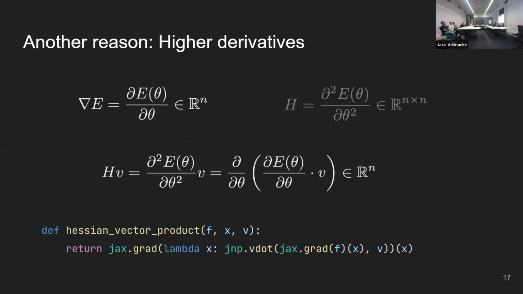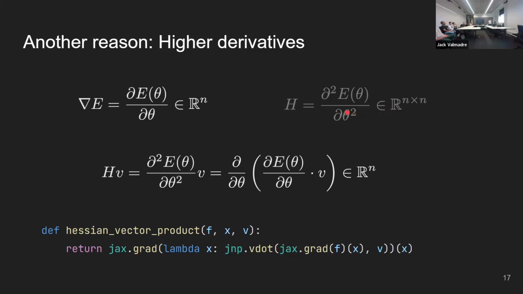Another reason is that you can do higher derivatives. We looked before at grad E, which is the derivative of E with respect to theta, and that's a vector. We can also consider the second derivative, which is the derivative of the derivative, and that's going to be a matrix, which is n by n. The problem is that n was like 10 million. So if you do 10 million by 10 million, it's basically like having 10 million copies of your model.